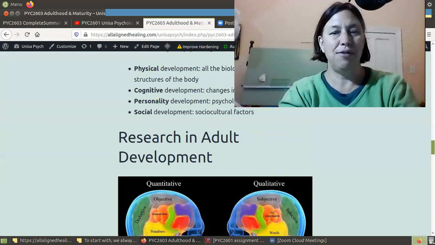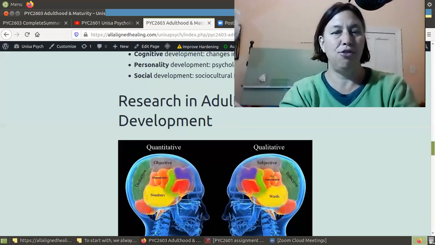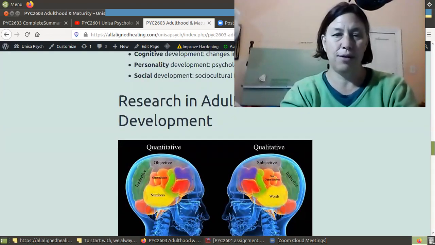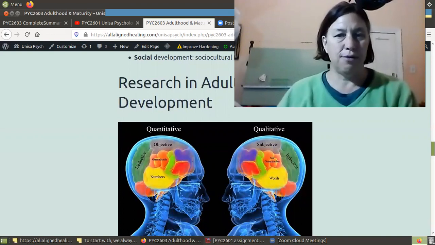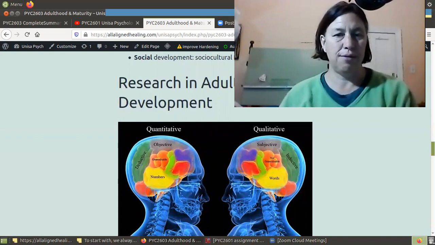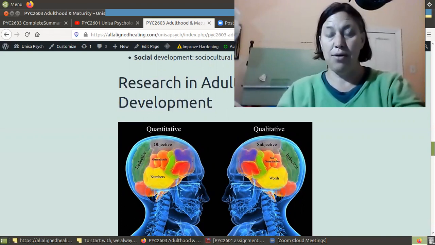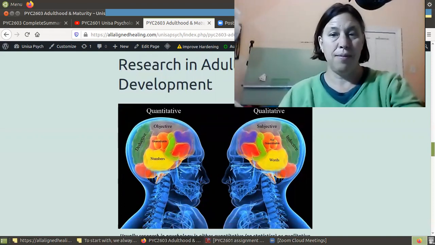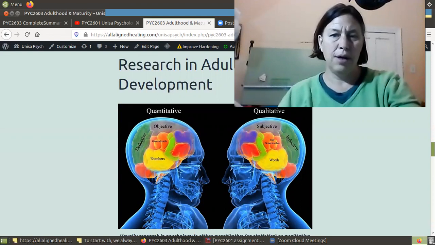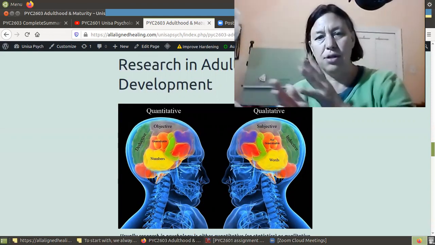Research in adult development is divided into quantitative and qualitative. Quantitative research is objective, it's generalizable, it's numbers based, it's deductive, it's based on statistics. Qualitative research is subjective, it's inductive. In other words, there's looser logical ties.